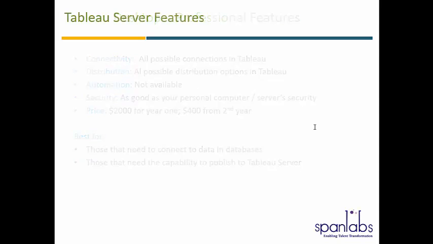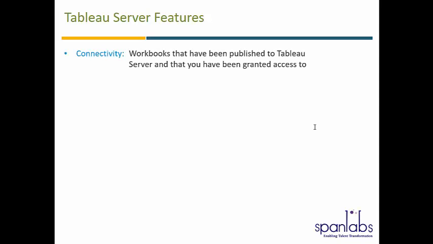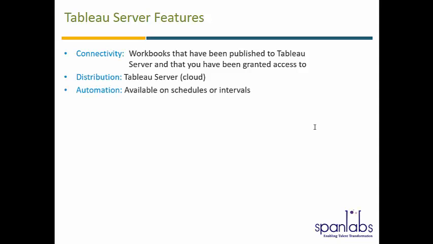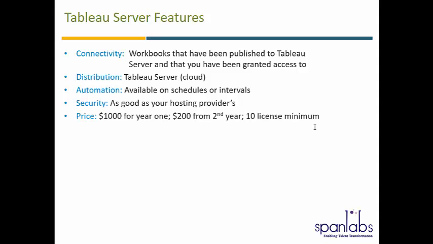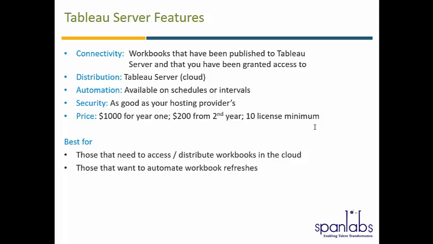Now comes the Tableau Server features. The connectivity is the workbooks that have been published to Tableau Server and that you have granted access to. Distribution is Tableau Server Cloud. Automation is available on schedule or intervals. Security is as good as your hosting providers. The pricing is $1,000 for the first year and $200 from the second year, but you need a minimum of 10 licenses to have this. It is best for those that need access or want to distribute workbooks in the cloud, for those that want to automate workbook refreshes and for those who want to edit workbooks in the cloud.